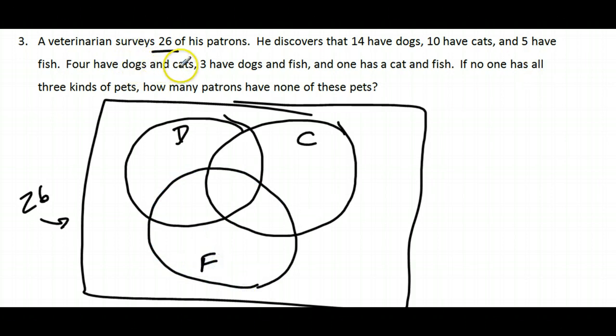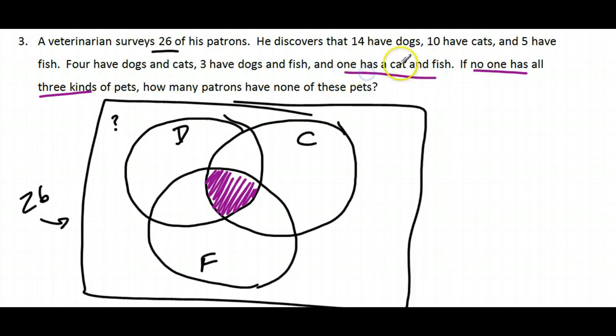4 have dogs and cats. 3 have dogs and fish. And 1 has a cat and a fish. If no one has all 3 kinds of pets, how many patrons have none of these pets? So we're looking for how many people are out here. All right. So what I'm going to say, guys, is the easiest thing to always start with is the one that overlaps. No one has all 3 kinds. So this is blank. It has nobody in there. I'm going to work backwards from there.